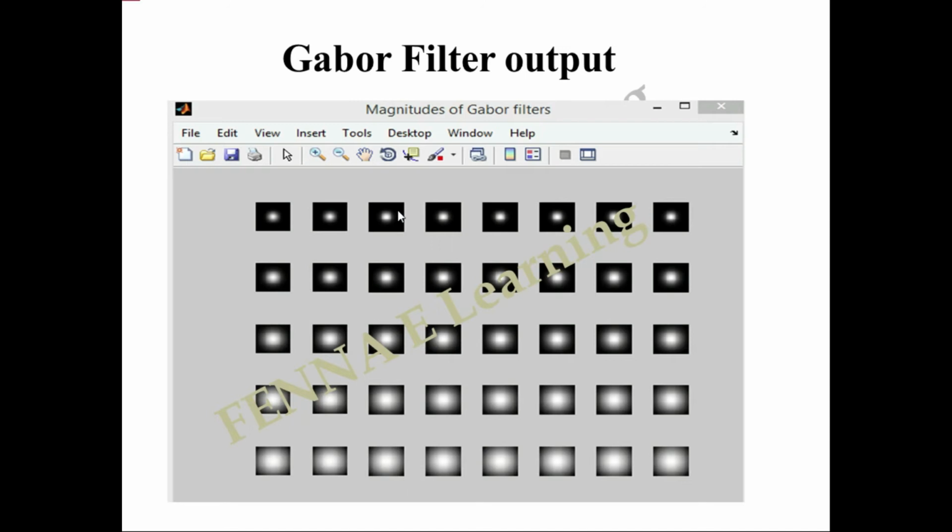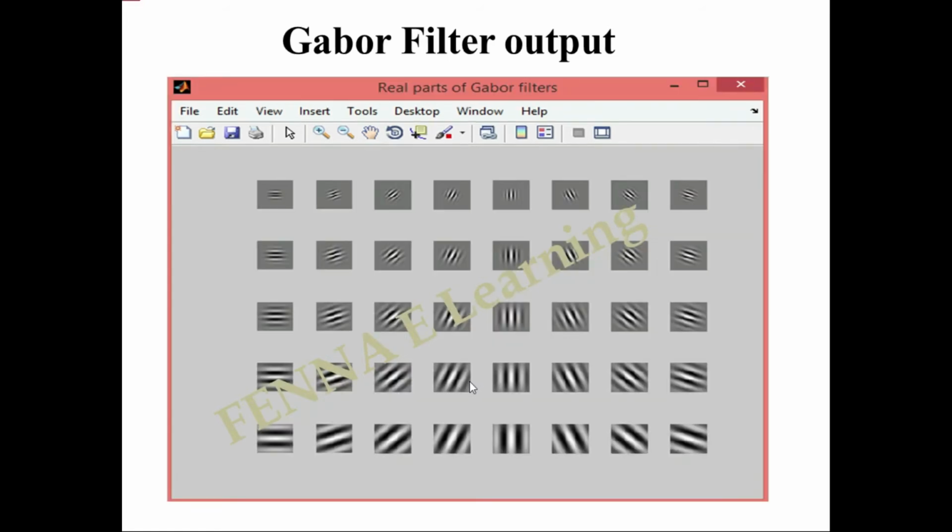So this is the Gabor filter output, and the diagram shows the magnitude of the Gabor filters. Using this magnitude function we analyze the handwriting images in different scales and orientations. And this is the real part of the Gabor filter function.